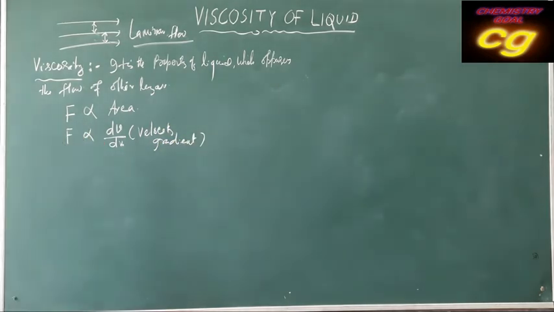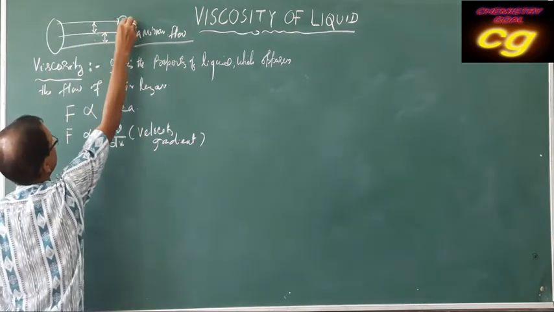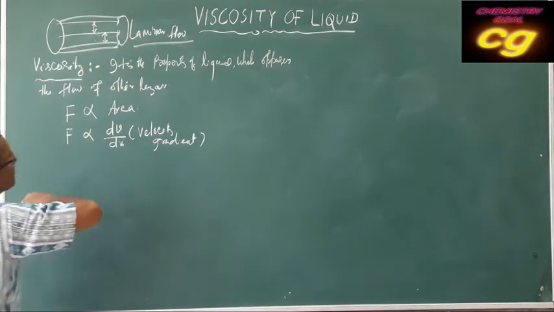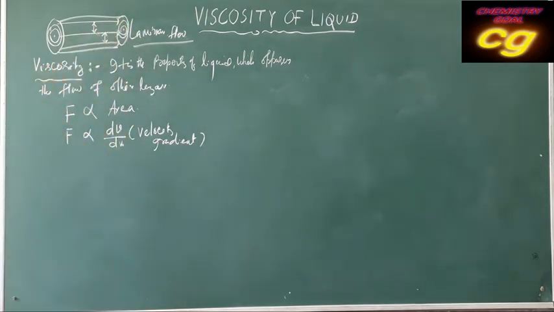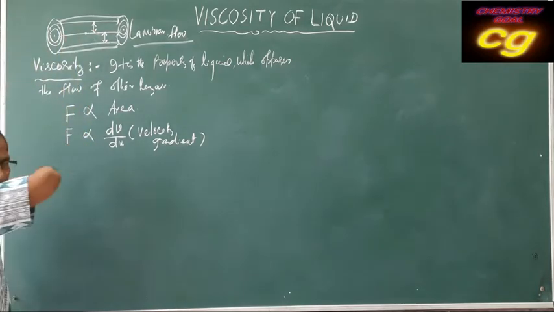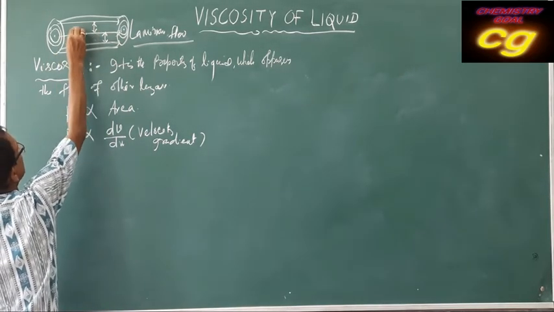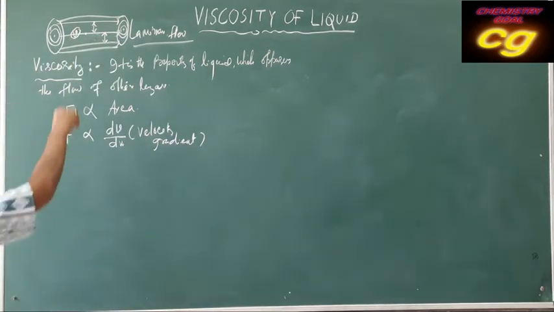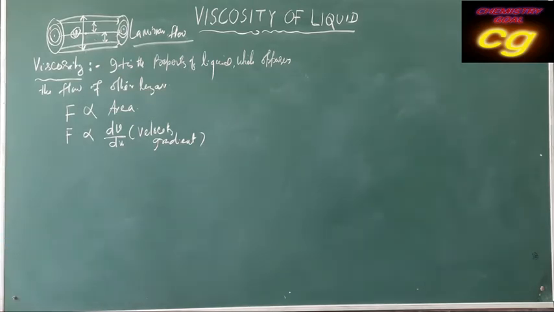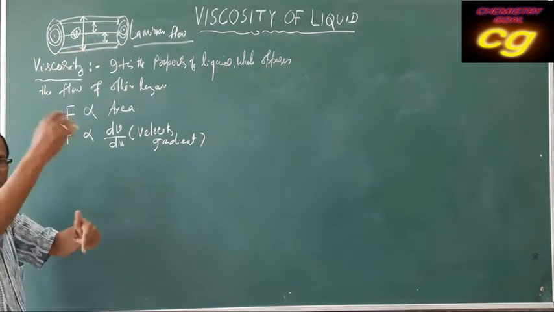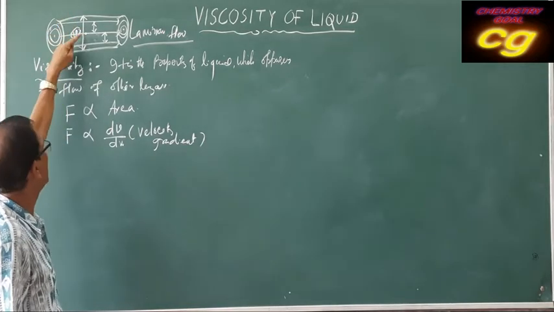What is velocity gradient? We have seen when the liquid flows in the form of layers, suppose this is your tube, like this. Then this is your first layer, second layer, like this, flow of liquid. But it has been observed that the velocity of liquid is maximum at the center. At this point velocity is maximum, suppose V is the velocity at the center. Then if you move upward, velocity decreases. If you move downward, velocity also decreases.